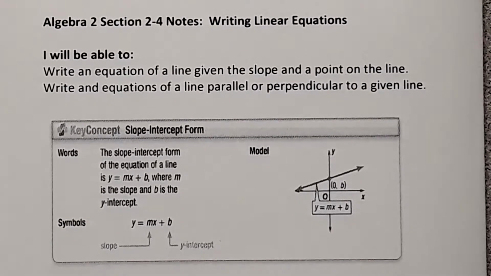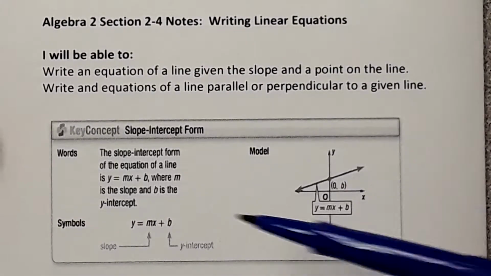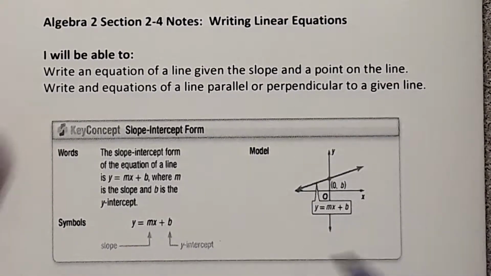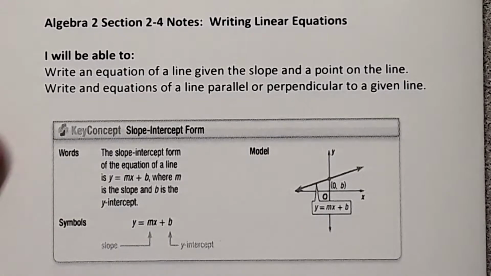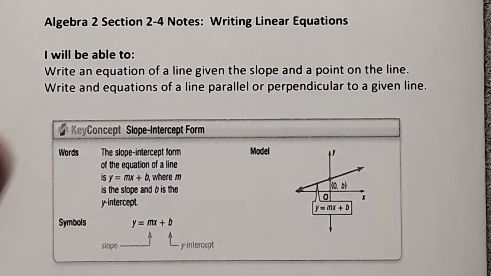I'm just checking in. We're going to do section 2.4 notes. It's writing linear equations. And so there's three things that we need to learn today. The first one is slope-intercept form. Slope-intercept form is y equals mx plus b, where m is your slope and b is your y-intercept.